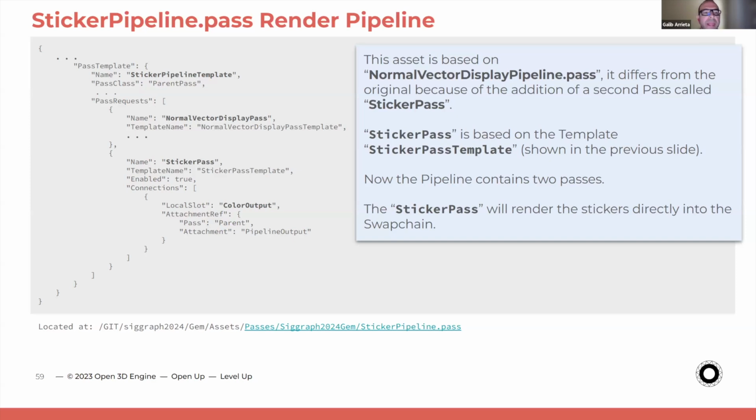Then the sticker pipeline pass. In this first example, we are replacing the main pipeline altogether. We later will see at the end how to add this feature processor to the main pipeline. But for now, it's basically the same pipeline as before, where we had the pass that renders the normal vectors, and we add a second pass to the pipeline called the sticker pass.